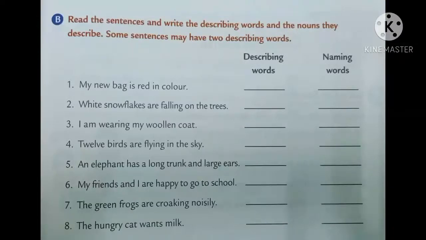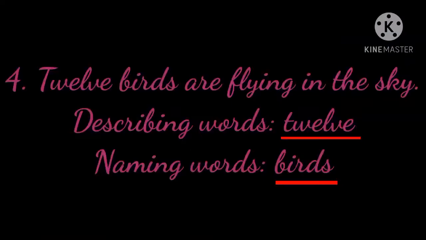The fourth one, 12 birds are flying in the sky. So what is the naming word in this sentence, children? Birds. And what is the describing word? 12. So the answer for the fourth one is, 12 birds are flying in the sky. The describing word is 12 and the naming word is birds.